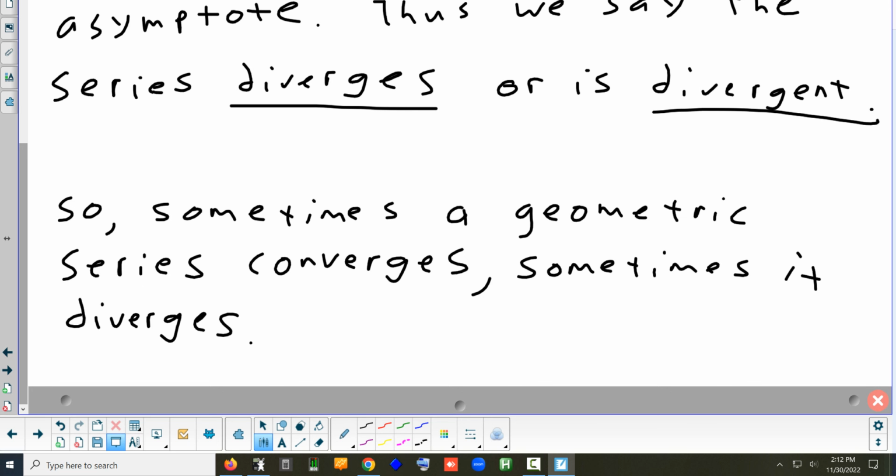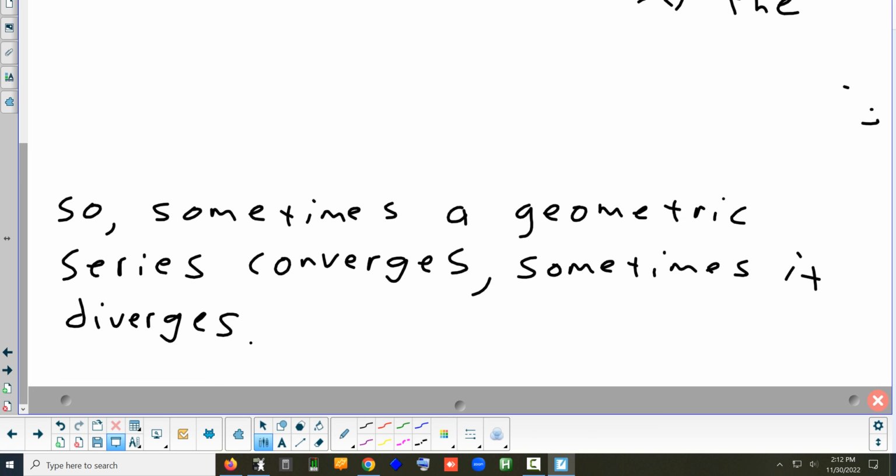Don't worry about the top part, just the bottom part. If it's not diverging, then it's converging. Converging or diverging, those are the only two things that can happen. So converging means adds up to a number. 2.9999999, it's getting closer and closer to something. Diverging, it's getting closer to infinity.